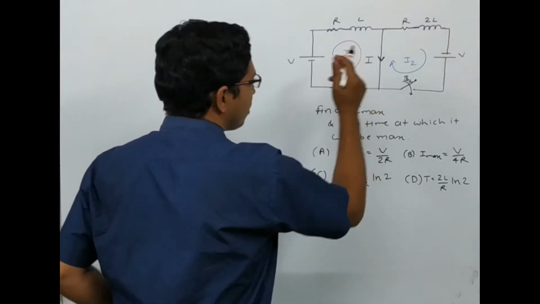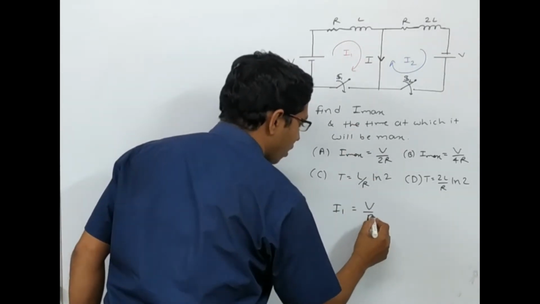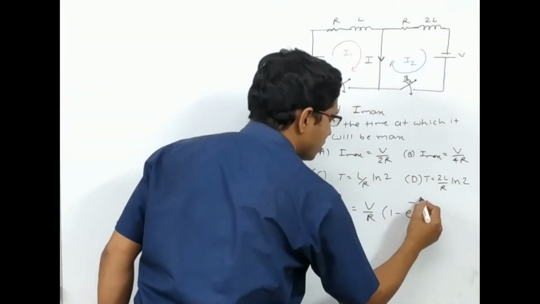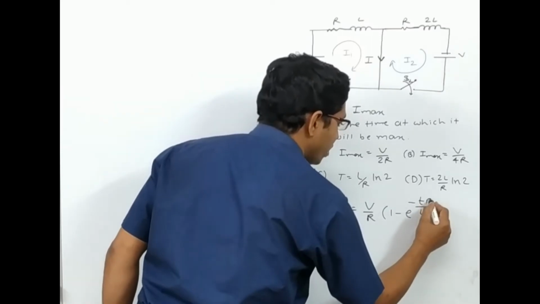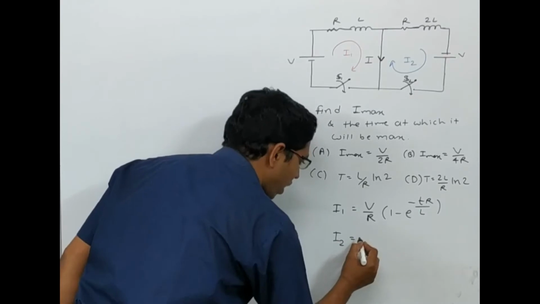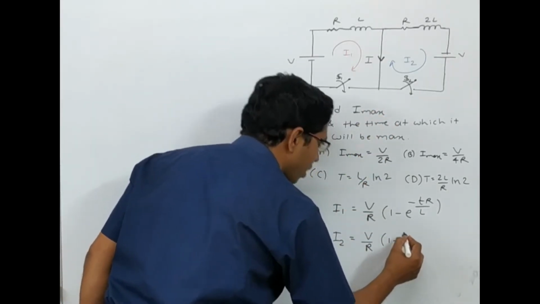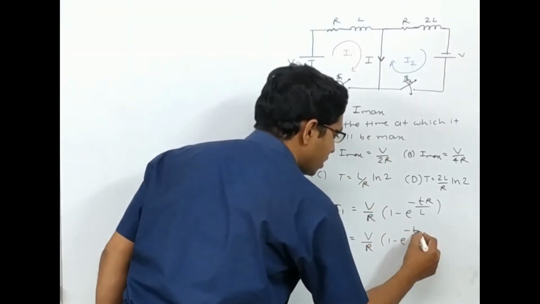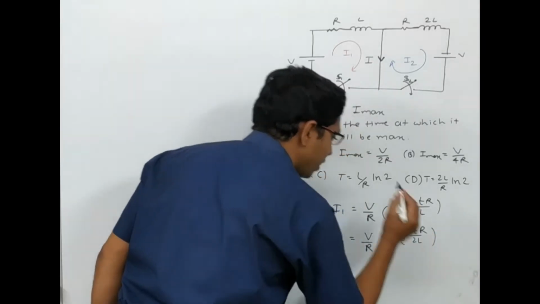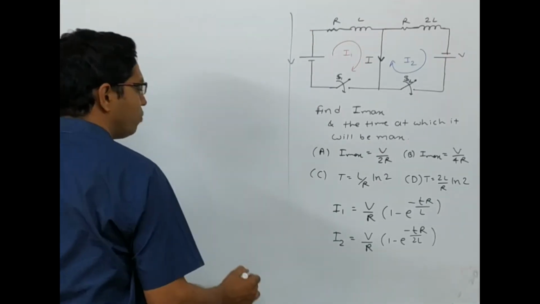So what is the I1 value? I1 is nothing but V by R times (1 minus e raised to power minus t by tau), where here tau is L by R. Similarly, what is the value of I2? It is again V by R times (1 minus e raised to power minus t by tau), but here tau is going to be 2L by R. So this is how you get the values of currents I1 and I2.